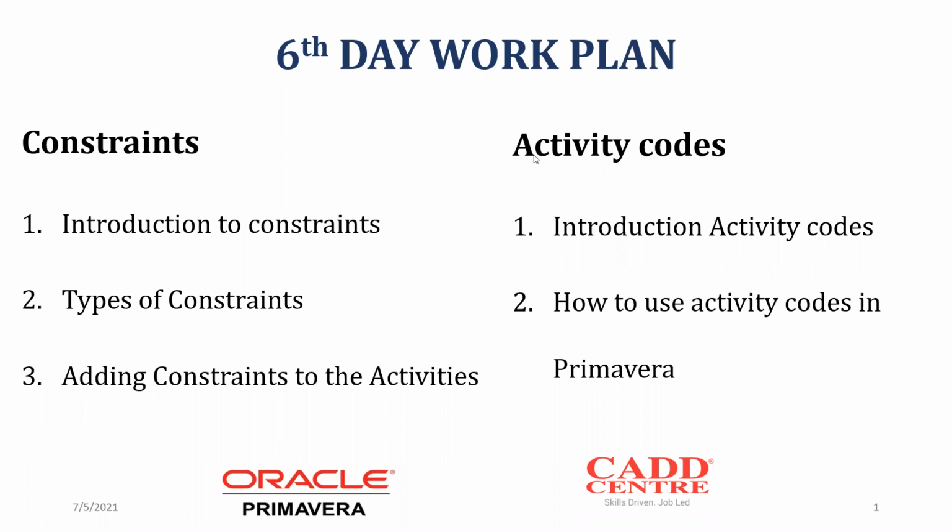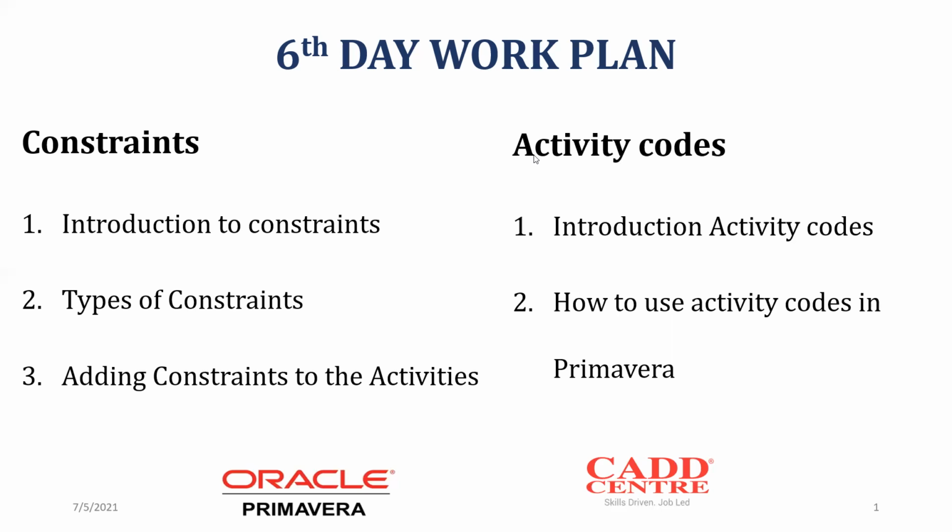Okay, so today we're going to cover activity constraints, then also activity codes. Activity constraints are conditions that you put on the start and the finish date of an activity. For example, you may want to put a deadline for an activity. That is a constraint. Or you may want an activity to start as early as possible, or it should start by this particular date. Those are examples of constraints. So we're going to cover the introduction, the types, and how we do that in Primavera.